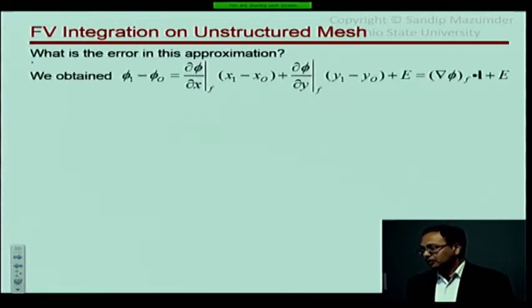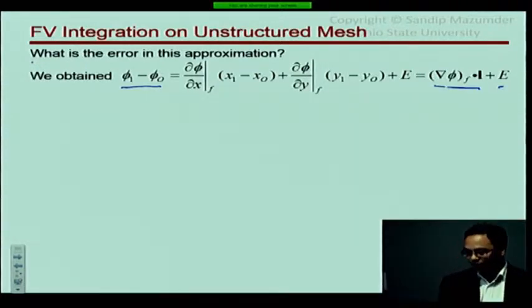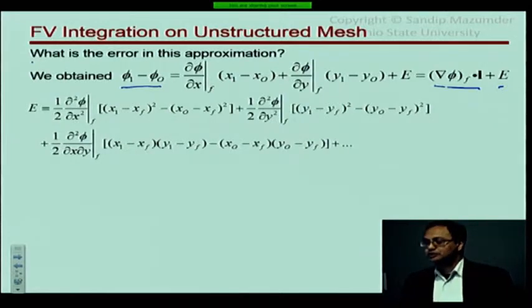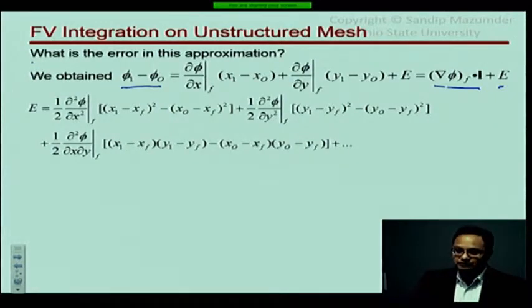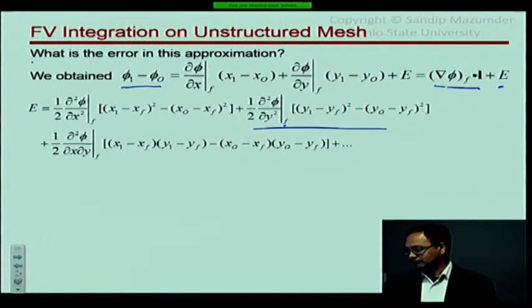So that then becomes one of the questions. What is the error in this approximation? Phi 1 minus phi 0, we have approximated it as that, and of course now we are going to get some error. What is that error? That error is all those higher order terms that we threw out. It has these kinds of terms if you go back to the expression on the previous page.